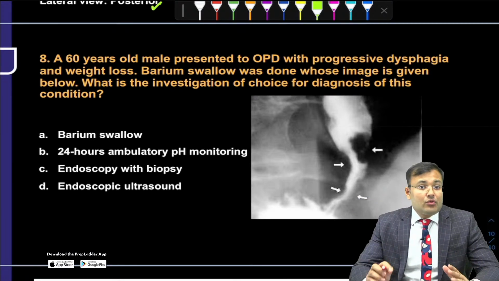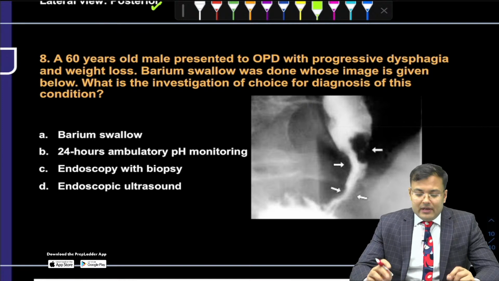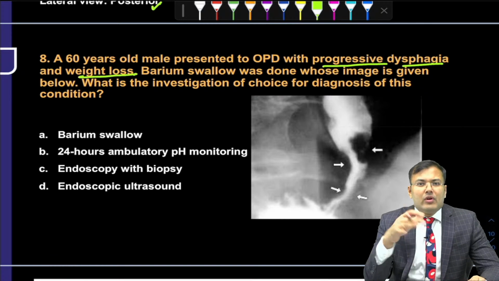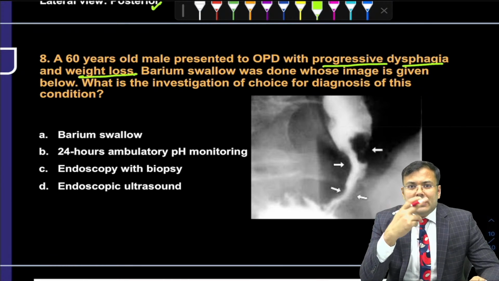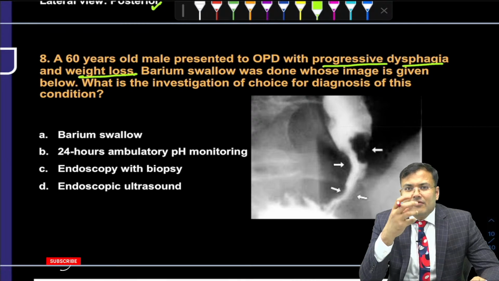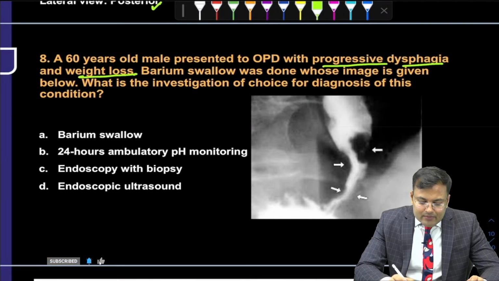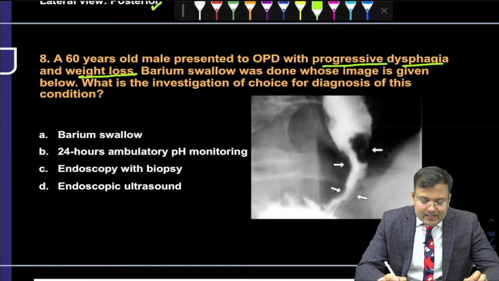A 60 years old male presented to OPD with what kind of dysphagia? You can see progressive dysphagia and weight loss. What is progressive dysphagia? Dysphagia initially to solids, followed by semi-solids, followed by liquids. Yes, barium swallow was done, whose image is given below.